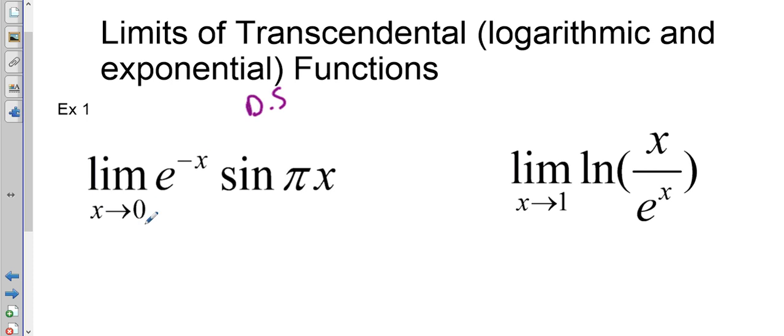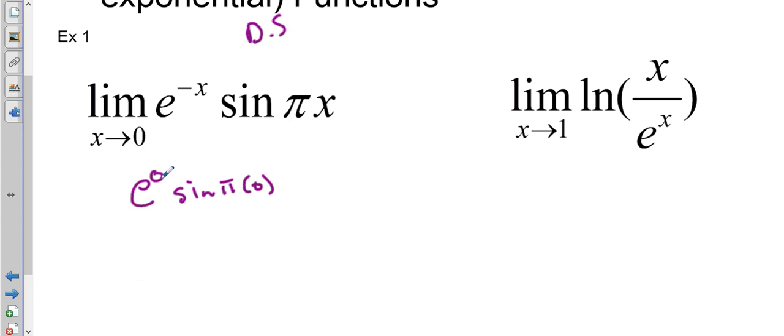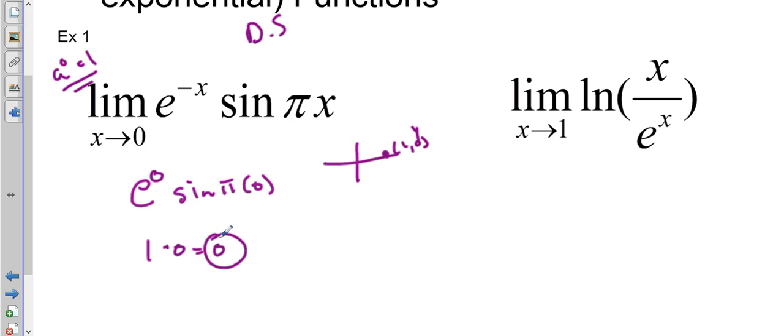If I have this, I'm just going to plug in this value. So we have e to the 0 power, then we have sine of pi times 0. Well, e to the 0 power is 1, because anything a to the 0 power equals 1 always. That's one of the properties, so make sure you know that. Times sine of 0. Sine of 0 is the y value at the point (1, 0), which is 0. So 0 times 1 is 0, and that would be our expression. So this function is continuous at 0.